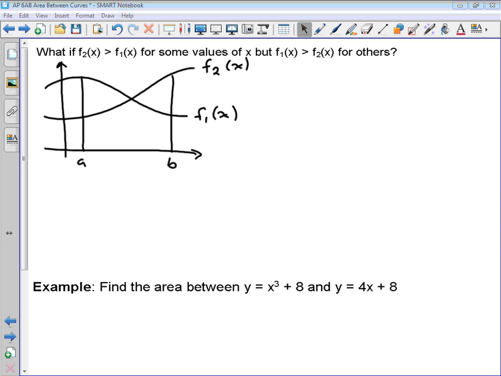What do we do if f2 is greater than f1 for some values of x, but f1 is greater than f2 for others? What happens if, over your region of integration, one of your functions stops being the upper function and starts being the lower function, and then the other function takes over as the upper function? How do you evaluate this?